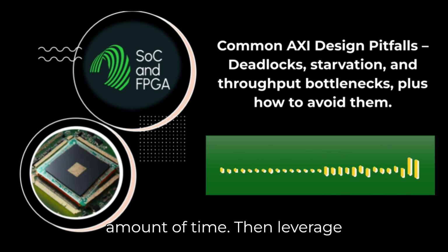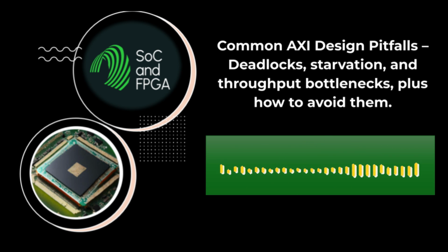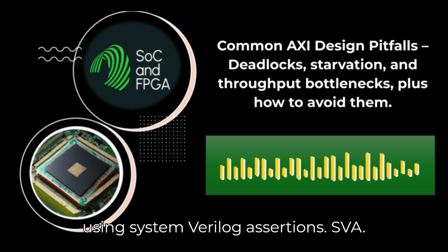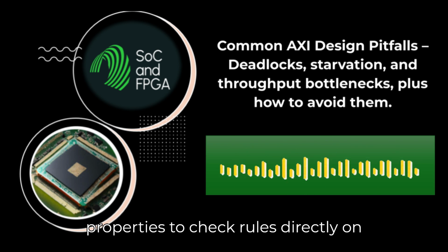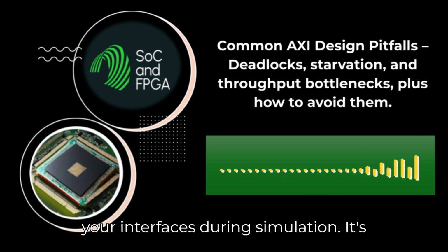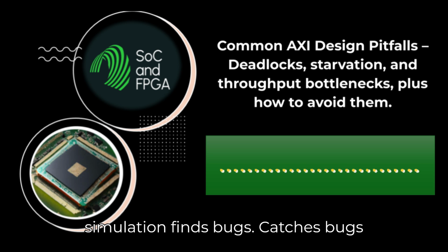Huge amount of time. Then, leverage assertion-based verification, ABV, using SystemVerilog assertions, SVA. We mentioned this before. Write properties to check rules directly on your interfaces during simulation. It's far more powerful than just hoping random simulation finds bugs. Catches bugs closer to the source.